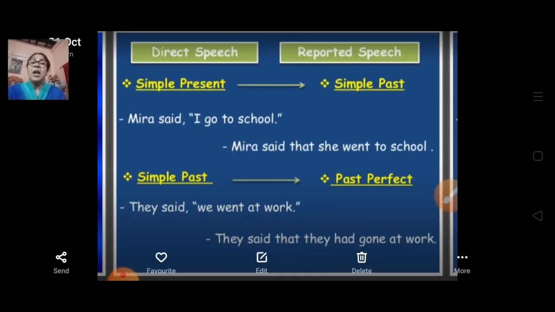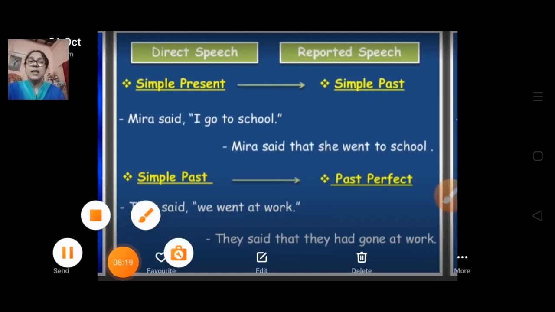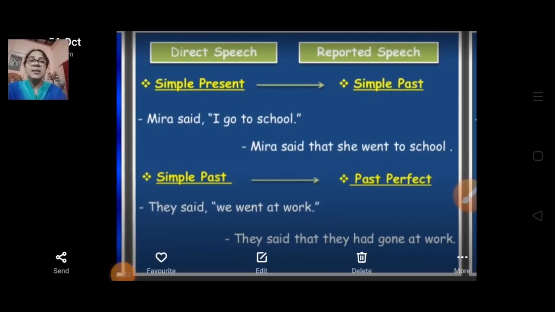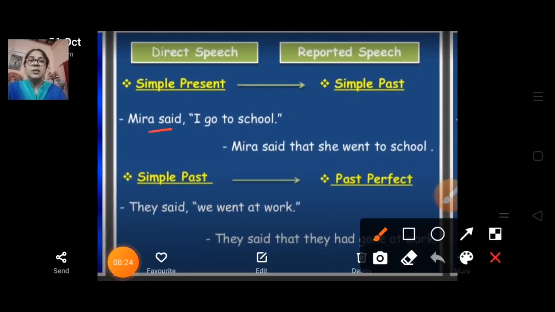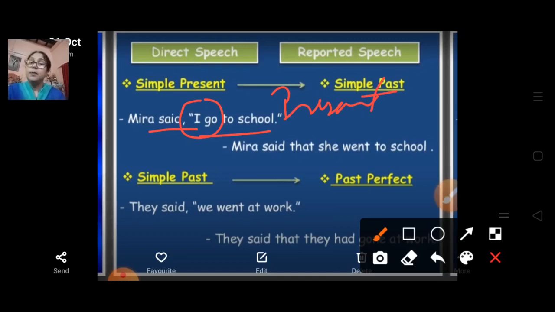Meera said, I go to school. Now here you can see, Meera said. Said means it is past tense. Meera said, I go to school. Now I go to school, it means here it is present tense. Why present tense? Because it is not written I went to school. So I go to school is in the inverted commas. So here we are going to change it in reported speech: Meera said that she went to school.